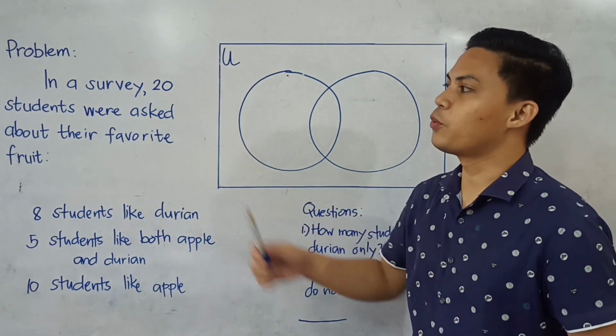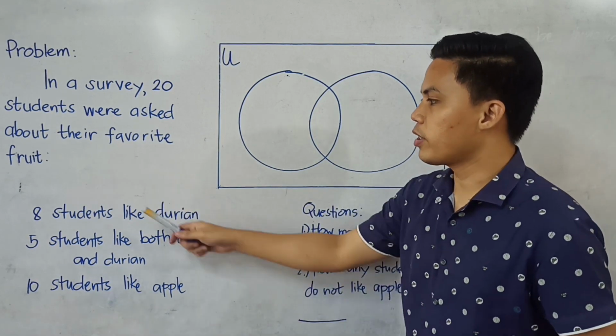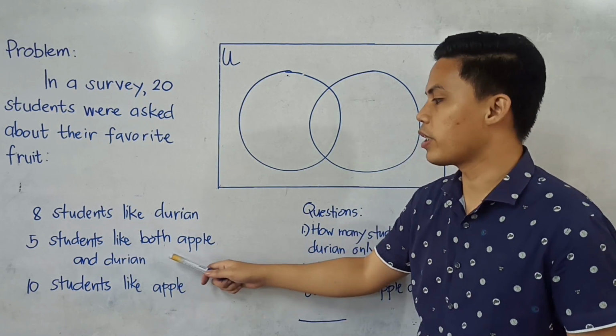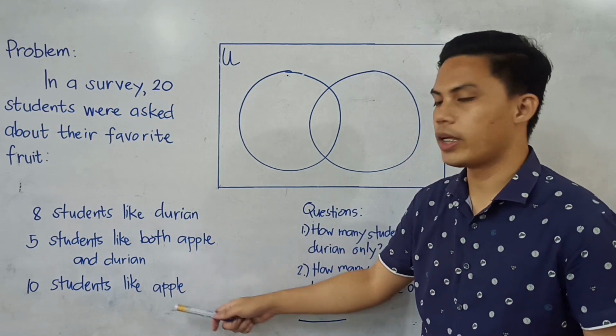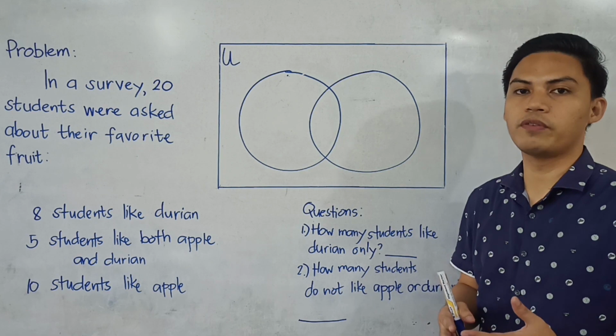Okay, so let's have the second problem. In a survey, 20 students were asked about their favorite fruit. So, these are the results. 8 students like durian, 5 students like both apple and durian, and 10 students like apple. So the first step that we're going to do is to draw the Venn diagram.